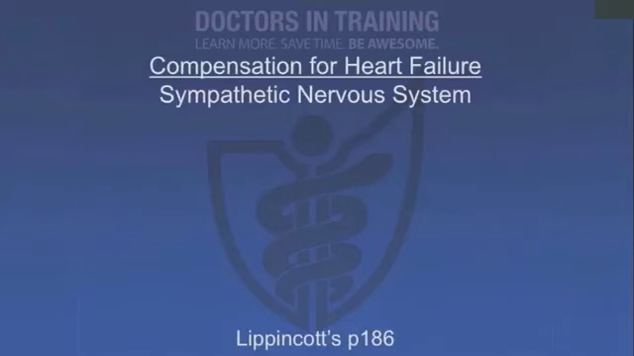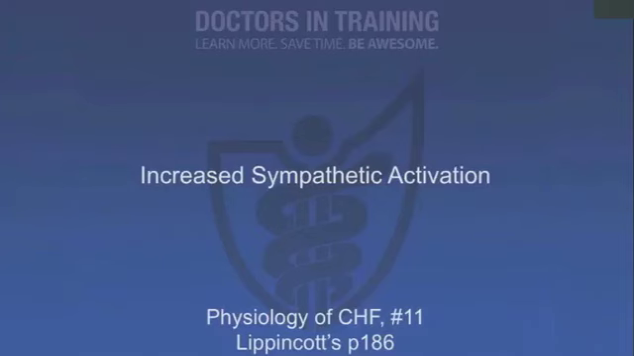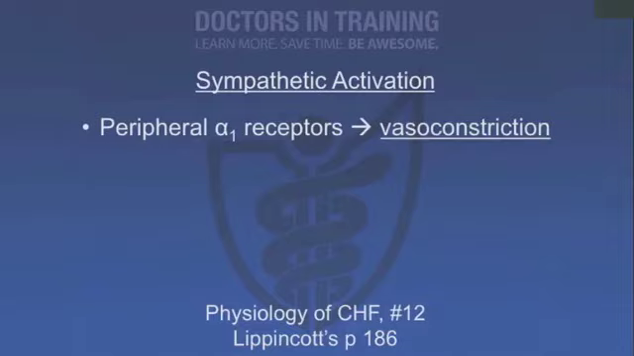The other important compensatory mechanism is the sympathetic nervous system. When you have decreased cardiac output and decreased blood pressure, what is the body's response to that? Well, it senses the low blood pressure and it increases sympathetic activation. You're going to get more norepinephrine. This is going to have two main effects on the cardiovascular system. First of all, norepinephrine is going to activate the peripheral alpha-1 receptors and cause vasoconstriction. And again, that's going to increase venous return and increase the preload on the heart. So again, that increases the work on the heart.